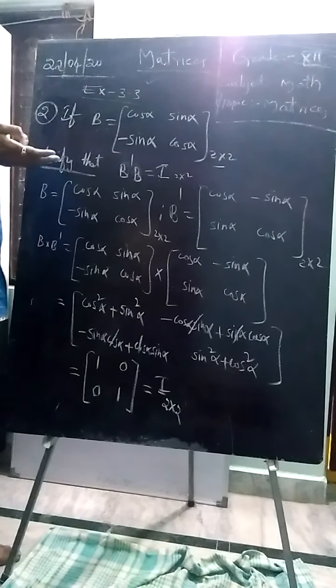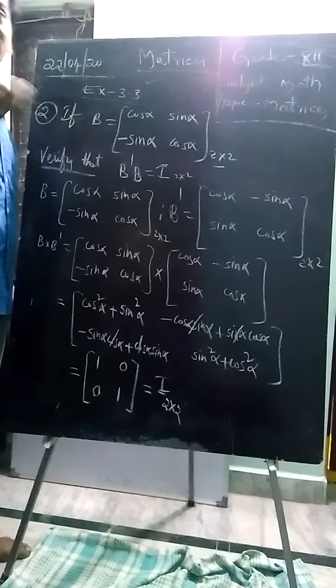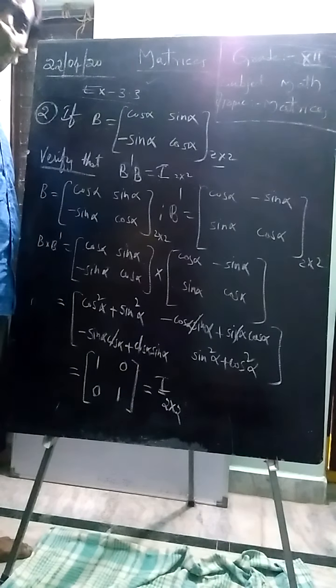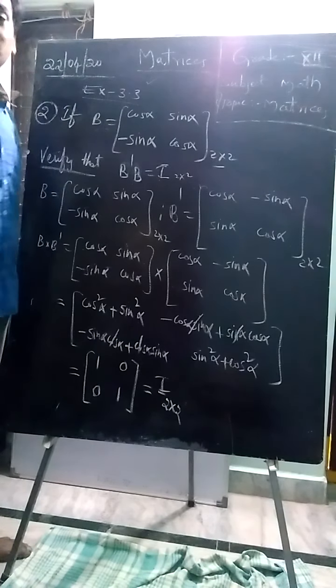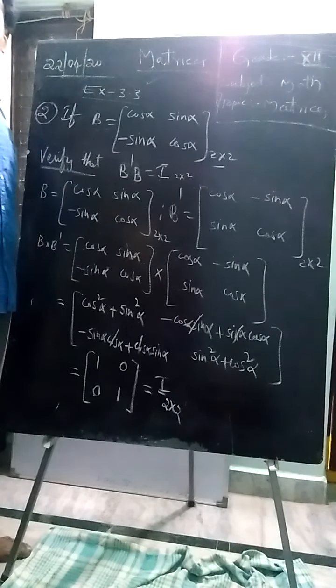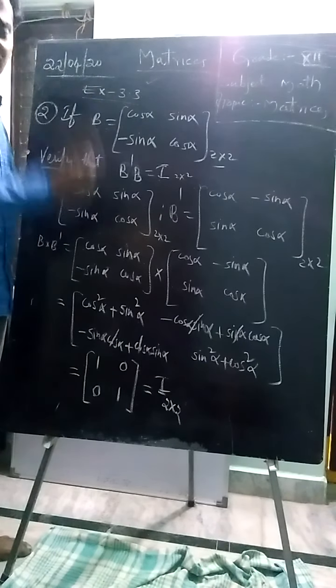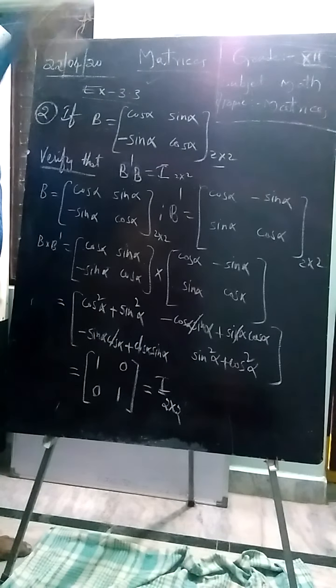We shouldn't write the square of a trigonometric function as the square of its angle, because the meaning will change. Example, cos 45 into cos 45: if you write cos 45 square, it becomes cos of 2025. The entire value changes. That is why the square belongs only to the trigonometric function, not to the angle for which it is defined.